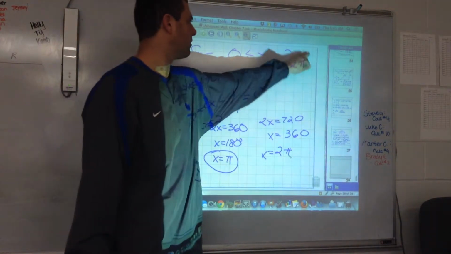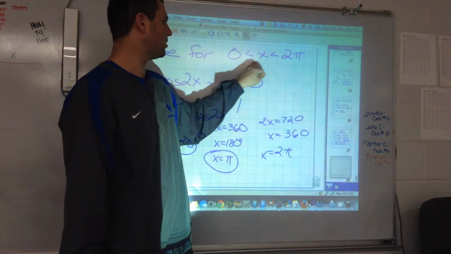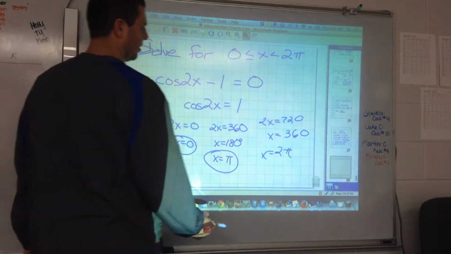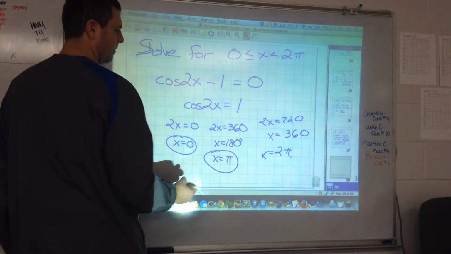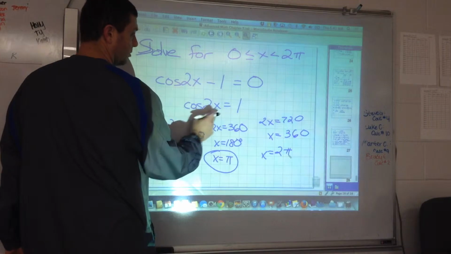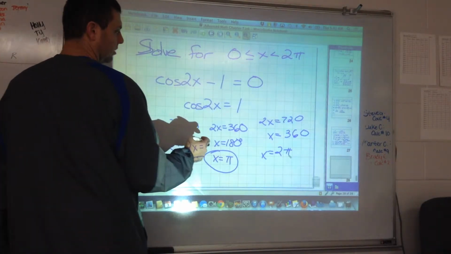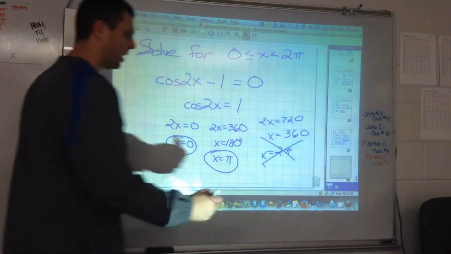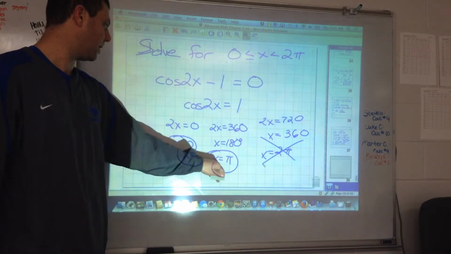But if you look at my definition of where I want my answers, I only want answers from 0 less than or equal to x less than 2 pi. So I don't even want 2 pi as a potential answer here. It is an answer, but I only wanted answers between 0 and 2 pi. It would work. 2 times 2 pi is 4 pi, and the cosine of 4 pi would still be right over here. So the answer would still be 1, but not an answer we're concerned with. So the only two answers to this one would be 0 and pi.